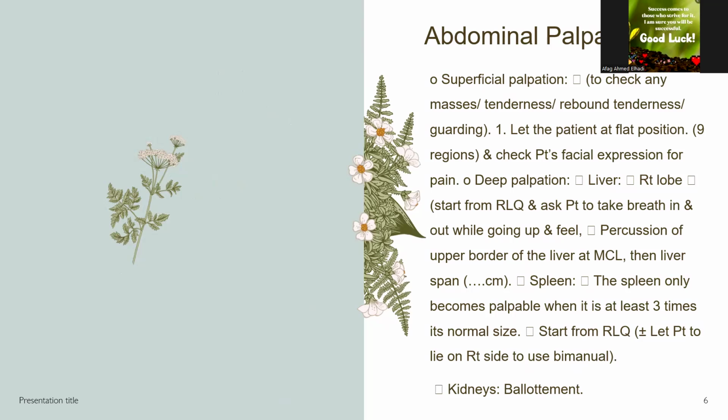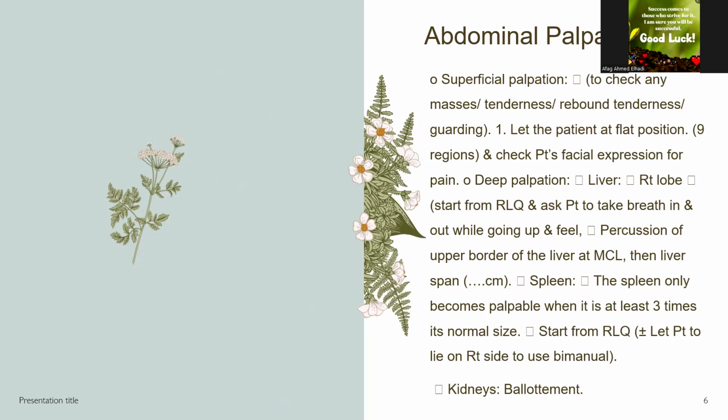But when we come to the liver, we have to palpate twice, because you will be palpating laterally from the right iliac fossa going up, and then you need to palpate medially for the right liver lobe. And if you find the liver is large, straight away do percussion and check for liver span.